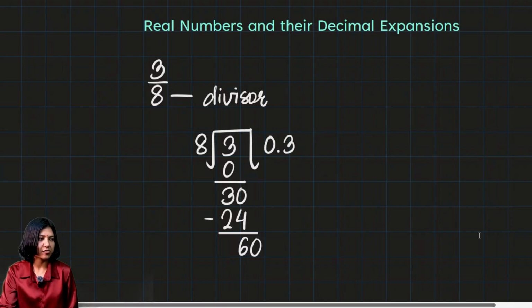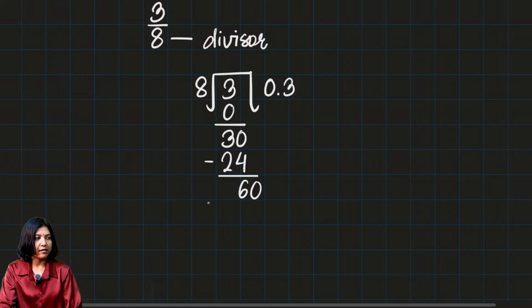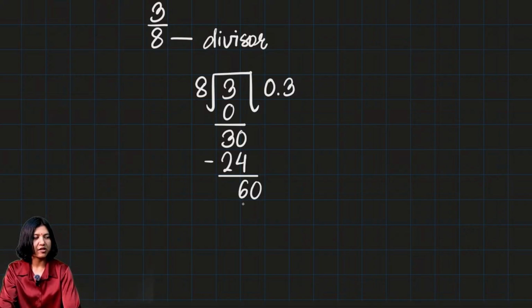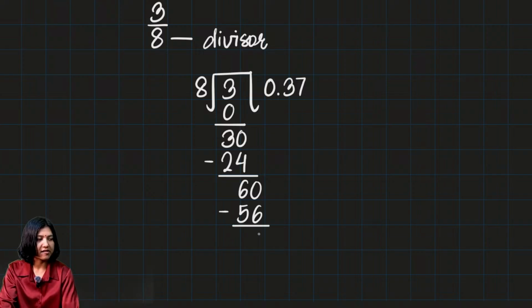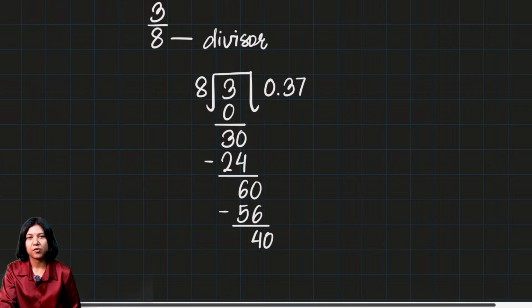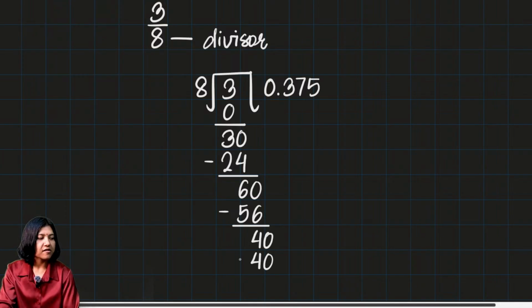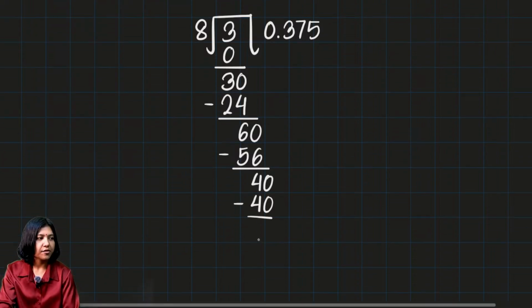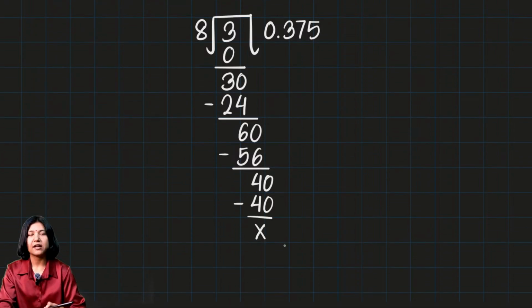So this is the first one I'm taking. I got 6 as the remainder, so I'm writing 60. 8 times how much is nearest to 60? 8 times 7 is 56. Now removing 56 from 60 gives me 4 as the remainder. I am allowed to bring as many zeros as possible, but always bring one zero at a time. So 8 times 5 is 40. I'm very lucky with this because my decimal has now terminated, or what I got is a fixed answer, 0.375.